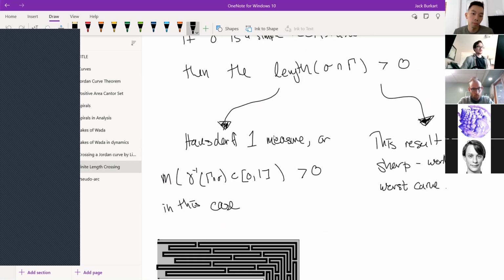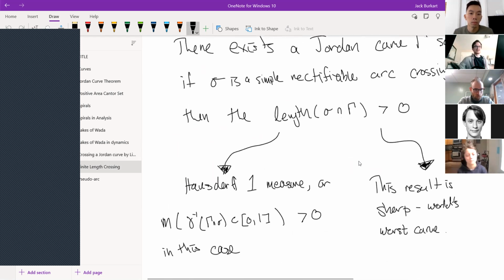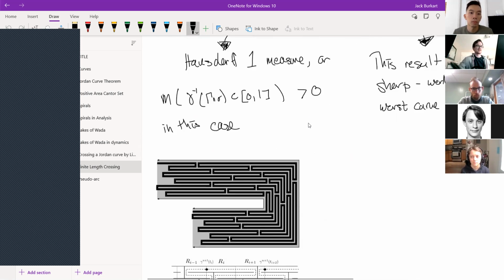So you can take the Lebesgue measure of the set of all points that land on the intersection of the curve and the Jordan curve, and you can verify that that's positive every single time. So it crosses the curve on a meaningful Lebesgue measure set. And I claim that this result is sharp, but maybe I can address that to people afterwards because I think I'm at my time right now.